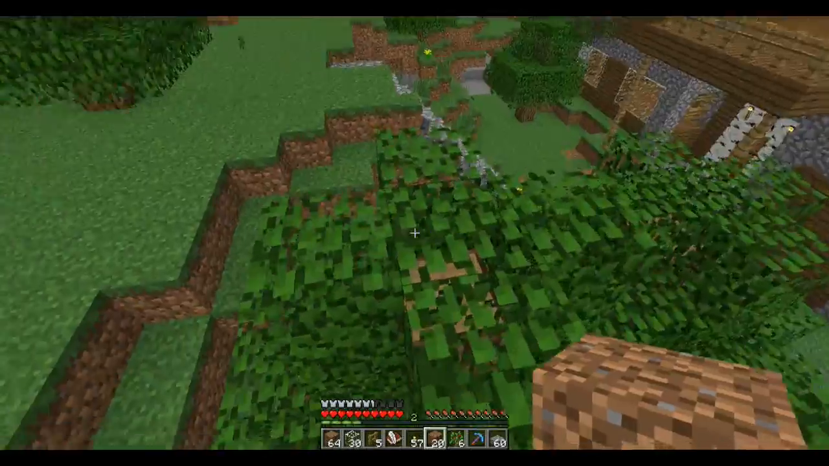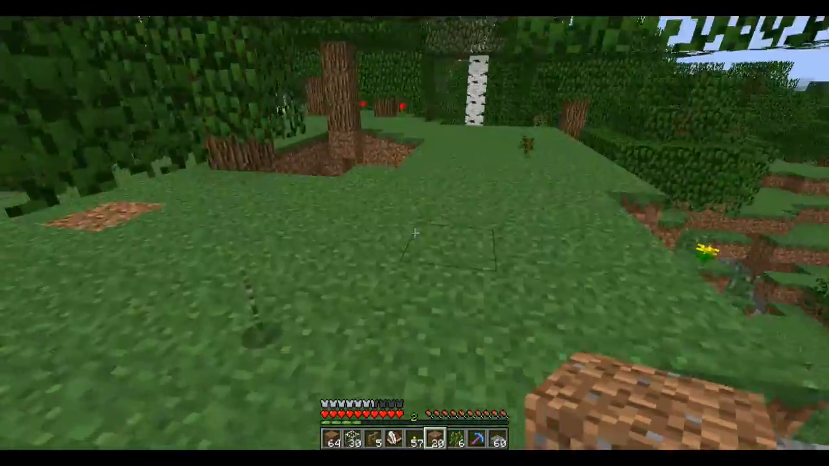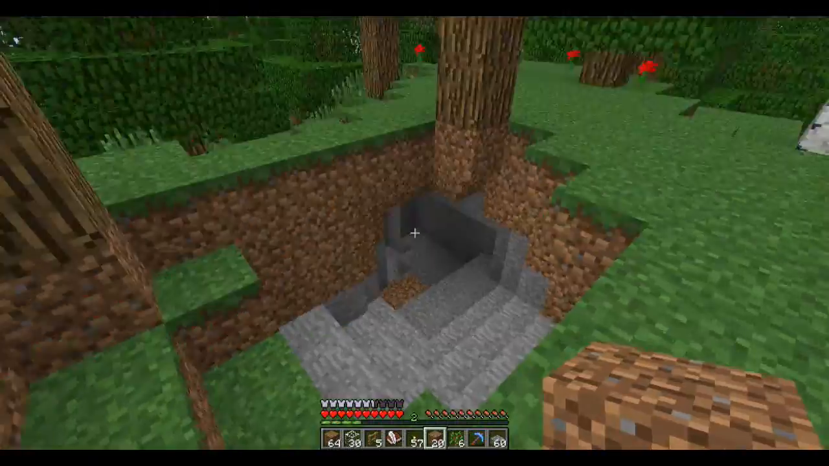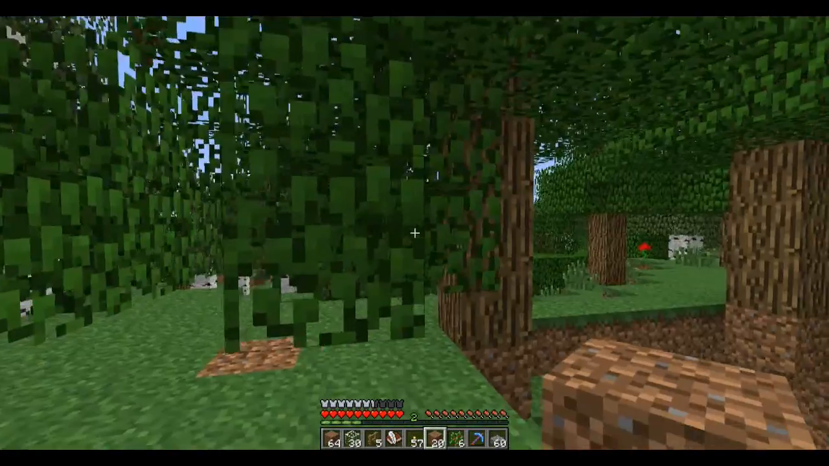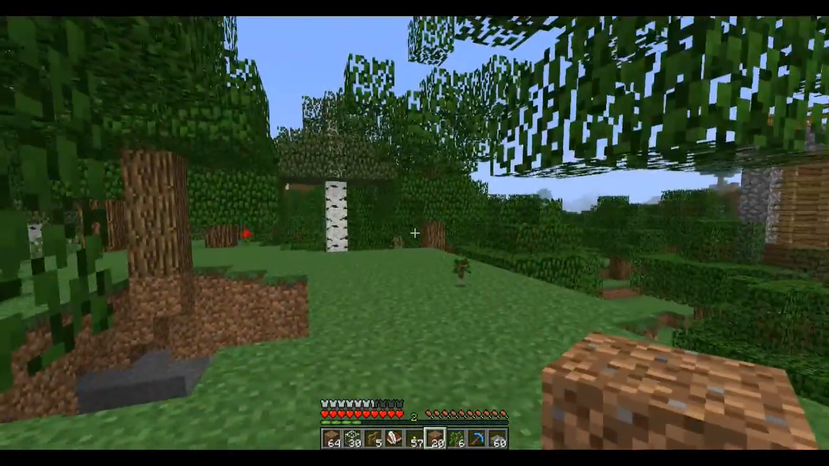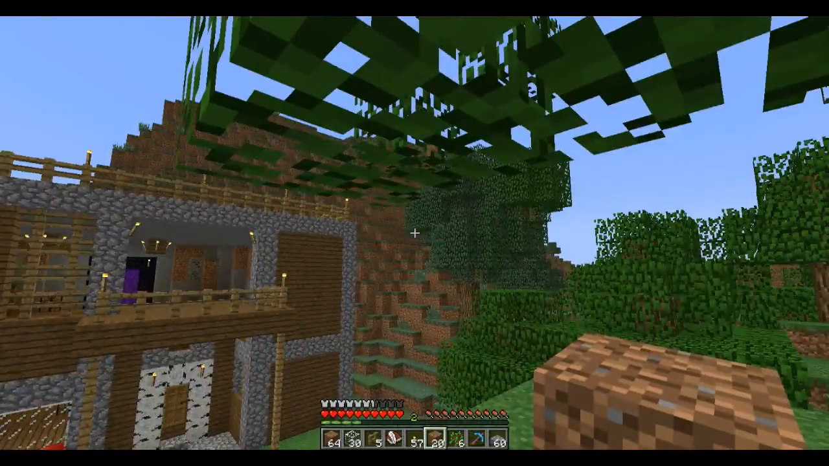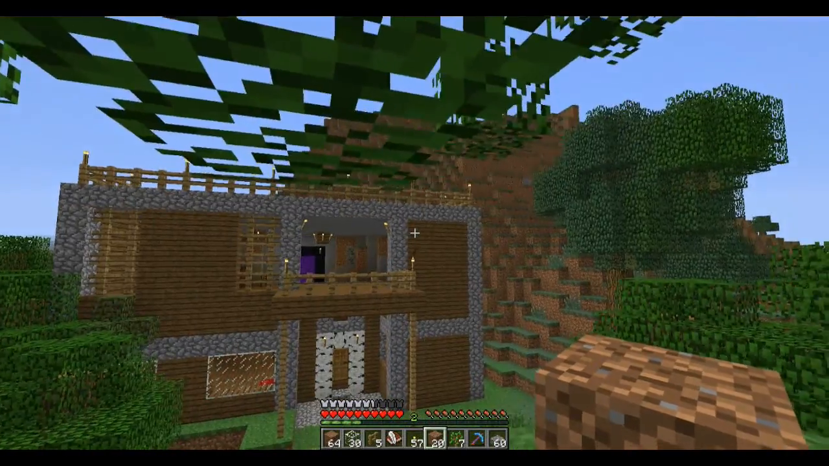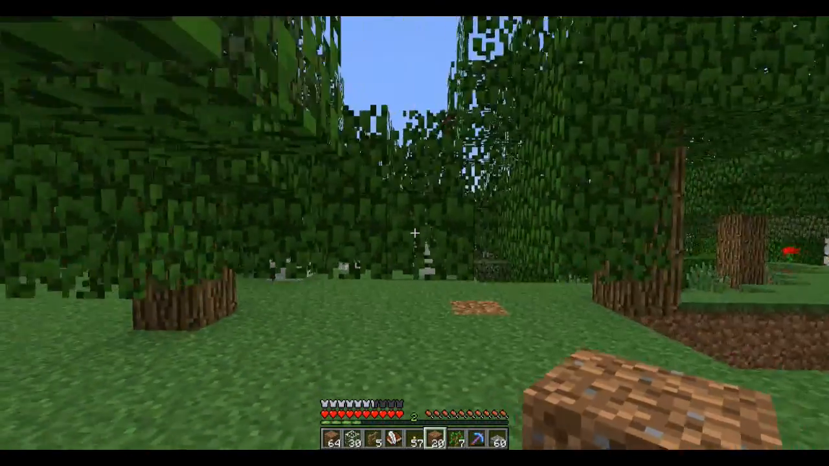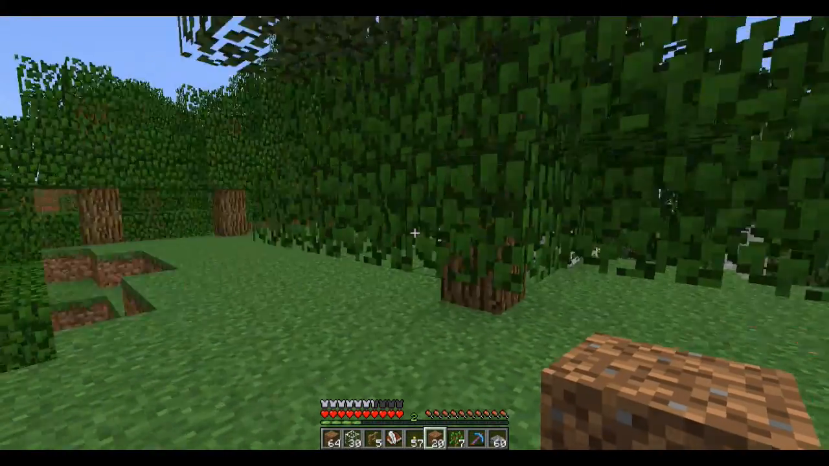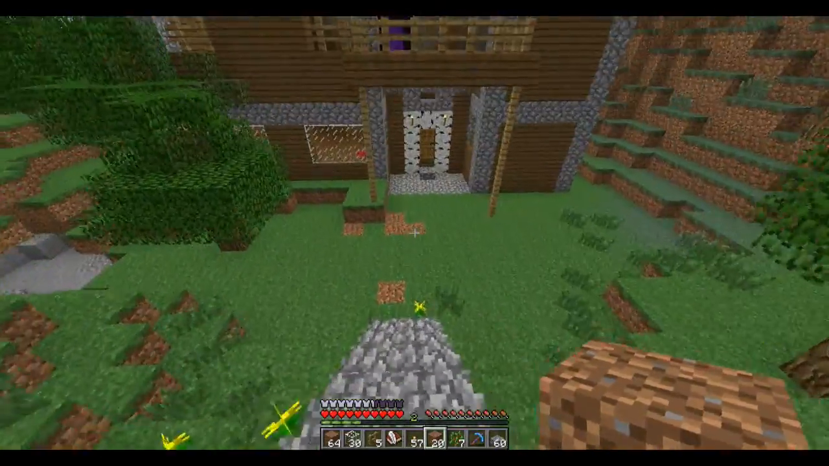It's not particularly finished. I'm working on clearing this whole area out, and I also am going to turn this into a mine and clear all of this out for my farms. I may put some of my wheat and sugarcane farms on the roof of my house, but right now up here is going to be for my animal farms and my tree farms.